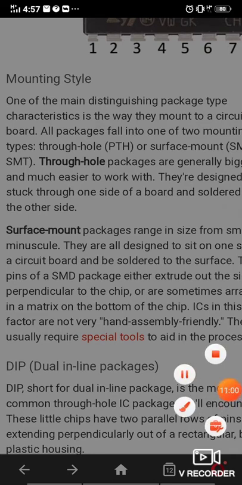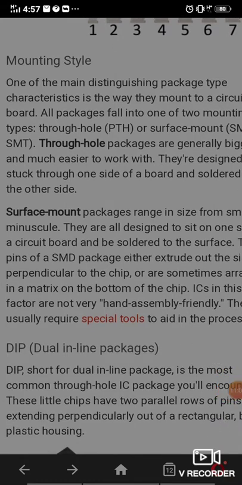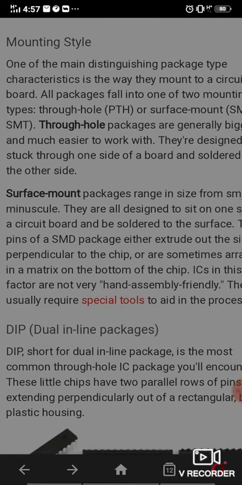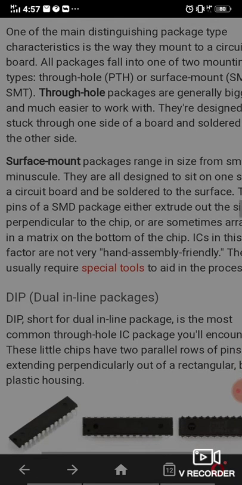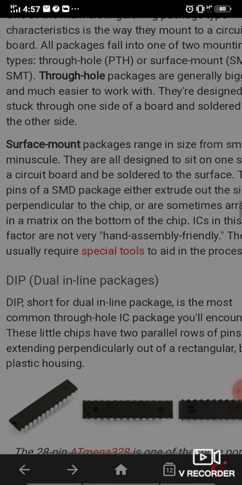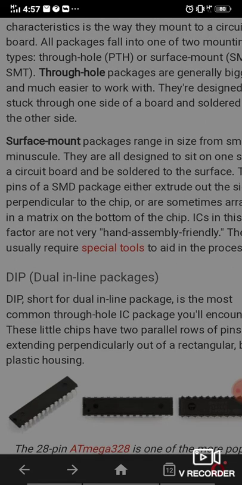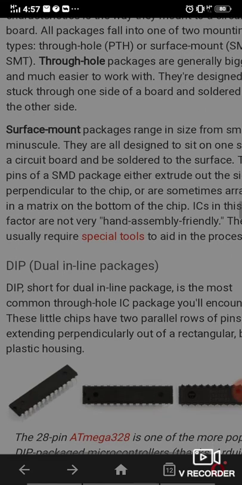One of the main distinguishing package type characteristics is the way it mounts to a circuit board. All packages fall into one of two mounting types: through-hole or surface mount. Through-hole packages are generally bigger and much easier to work with. They are designed to be stuck through one side of the board and soldered on the other side.